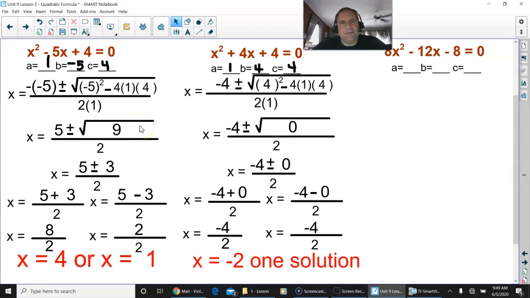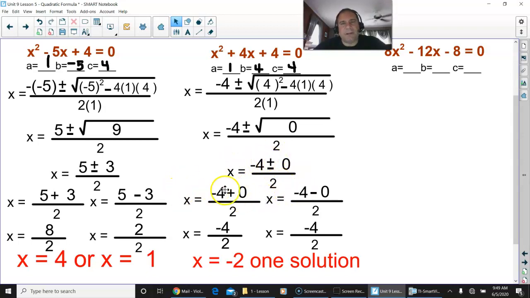Okay, fun continues. A equals 1, B equals 4, C equals 4 again. So you have -4, which is negative B, plus or minus B squared, which is 4 squared, minus 4 times A, which is 1, times C, which is 4. Put this into the calculator just the way it is, with the parentheses and everything, you get 0. You have -4 plus or minus square root of 0 over 2.